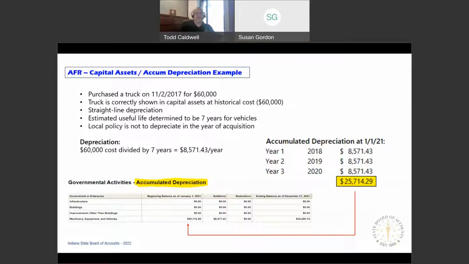And then the last bullet point, our local policy is not to depreciate in the year of acquisition. So you can see we purchased this truck on my birthday, November the 2nd, 2017. So we're not going to depreciate it for that year. You could have a policy that says you're going to take 1 full year of depreciation in the year that you bought it.